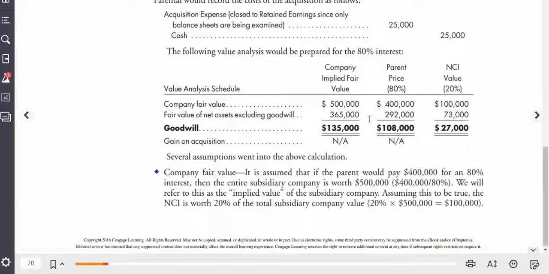Here's a quick value analysis. So we paid $400,000 for 80%. That means that the whole company must be worth $500,000. How did we get that? We took $400,000 divided by 80% ownership, so that means the whole must be worth $500,000. That means the non-controlling shares must be worth $100,000.